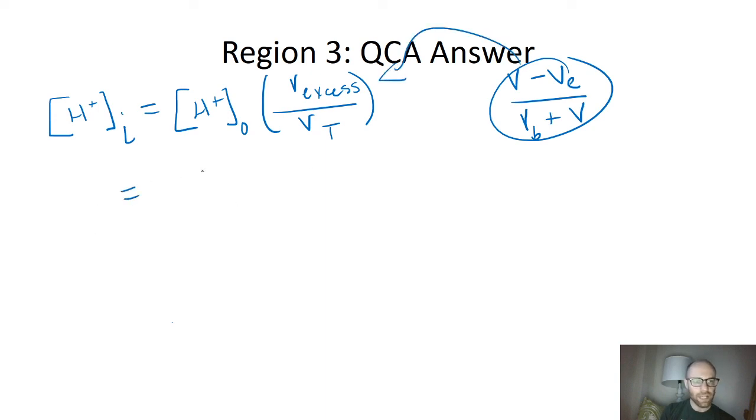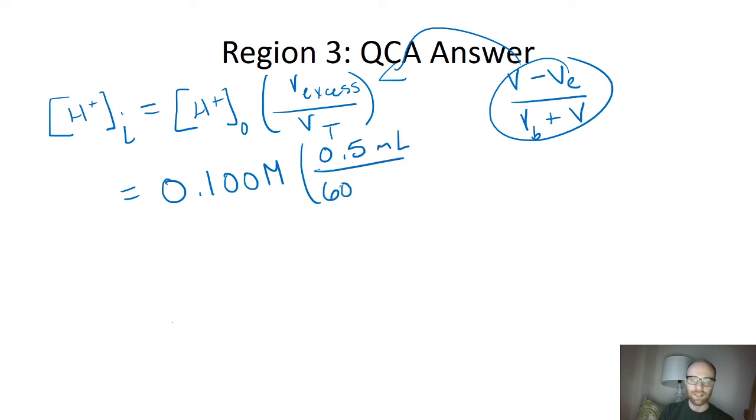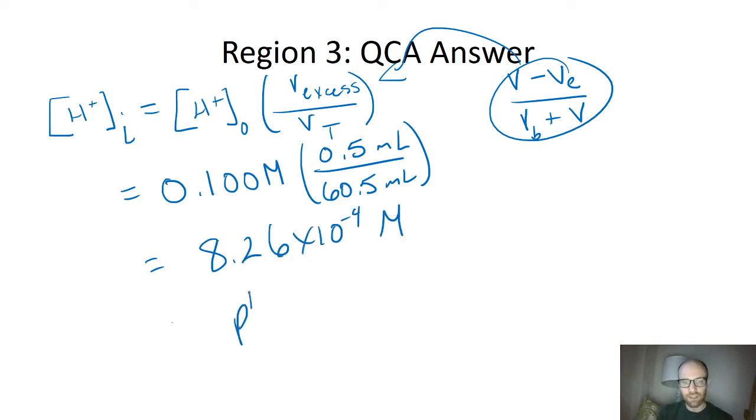So what we're going to get here is we have 0.100 molar, and we're going to say that this difference is 0.5 milliliters divided by 60.5 milliliters. And what we get is the same 8.26 times 10 to the negative 4th molar, and the same pH of 3.08. So hypothetically in this case, you can use either.